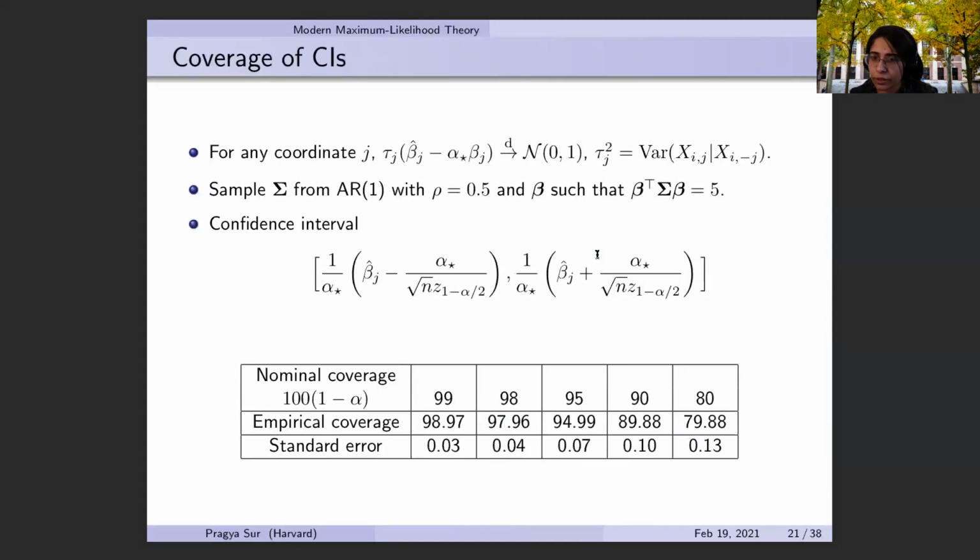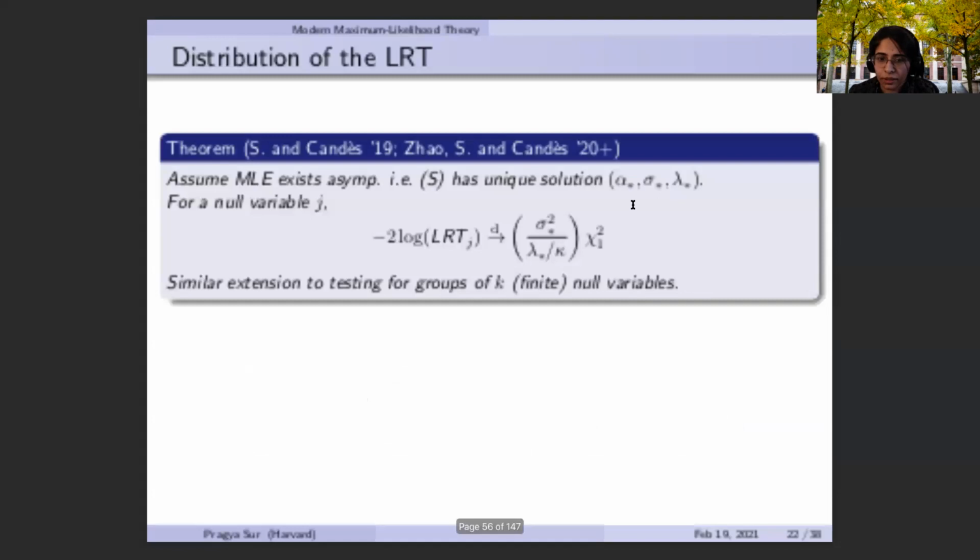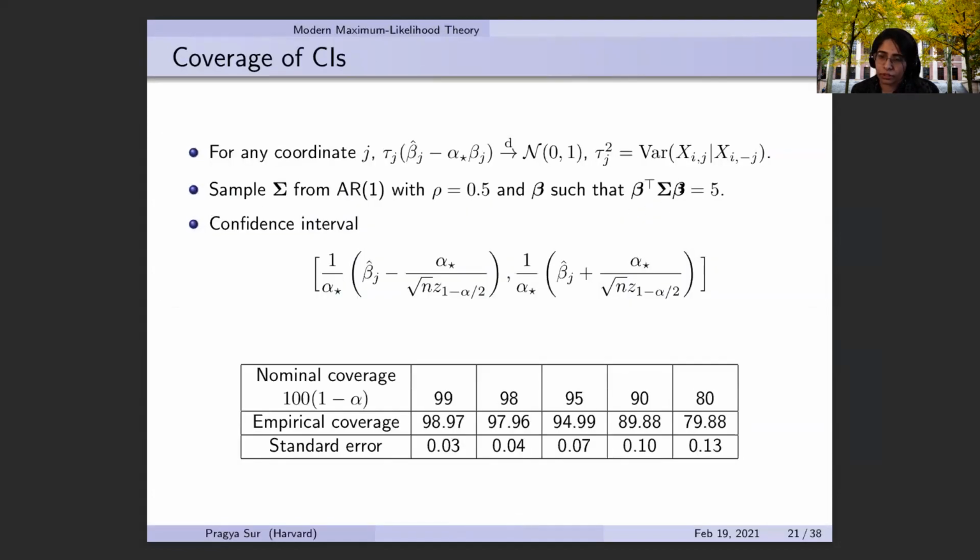This is a quick simulation sanity check. We are using our results to construct confidence intervals for a single coefficient. This is an AR1 design where rho equals 0.5, and we chose beta transpose sigma beta to be 5. These are the nominal coverages, and this is the empirical coverage we observe. These are systematically under the target, but the gap is very small, and these are the standard errors of the coverages.